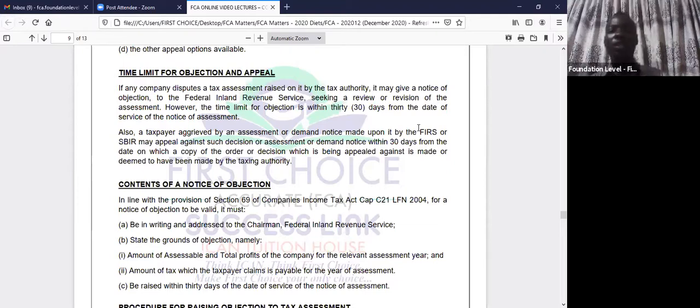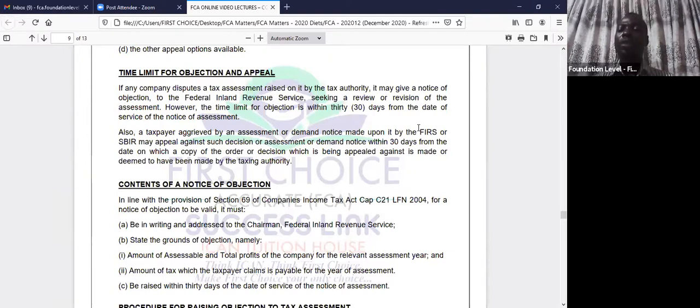Your objection must be in writing. So it's not enough for you to call the tax authority or just storm their office and say, how can you give me this tax? It doesn't end that way. There must be a correspondence, a document showing that you have objected to the tax position given to you. If it is not in writing, it is invalid.